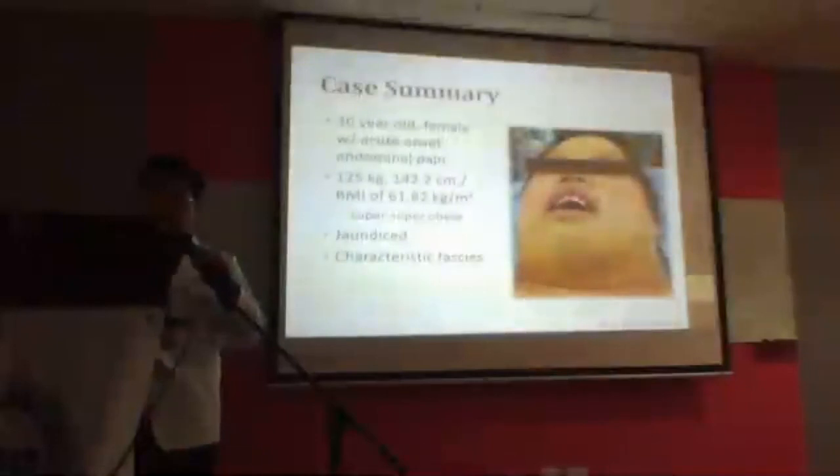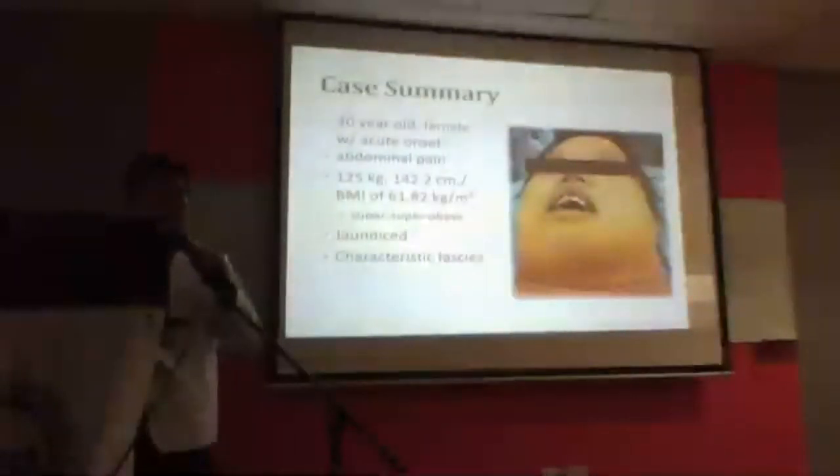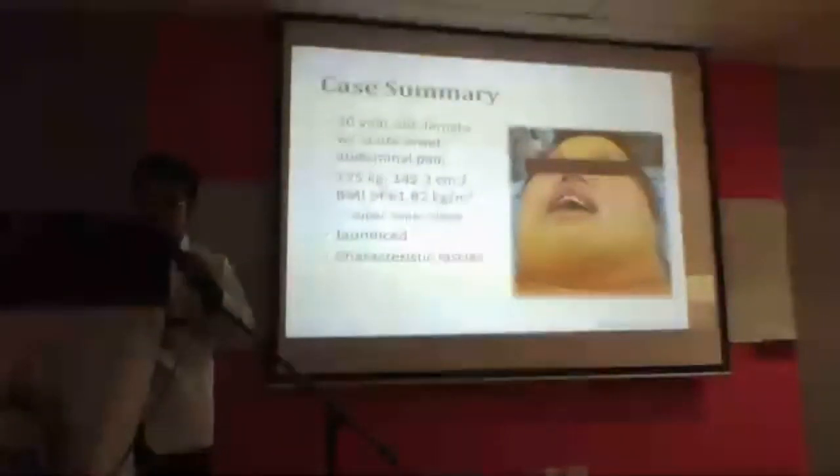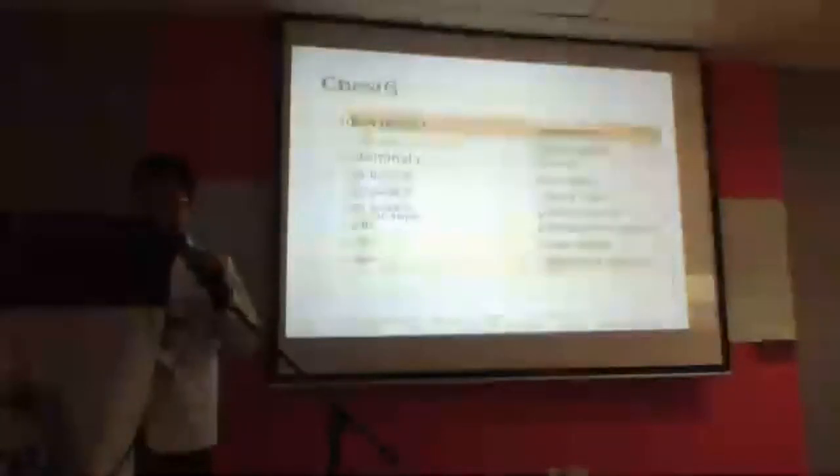A 30-year-old female was referred to our service for an emergent abdominal surgery. On pre-op evaluation, we were surprised to see a 125 kilogram lady standing 1.42 meters with a computed BMI of 61.82 kilograms per meter squared, classified by Lakin et al. as super obese.